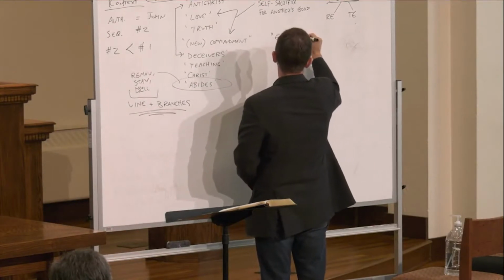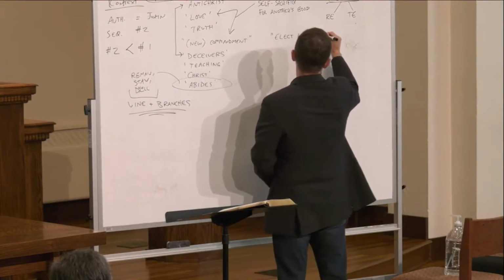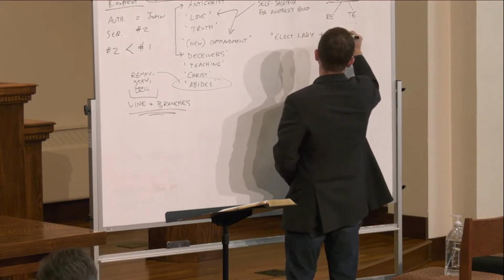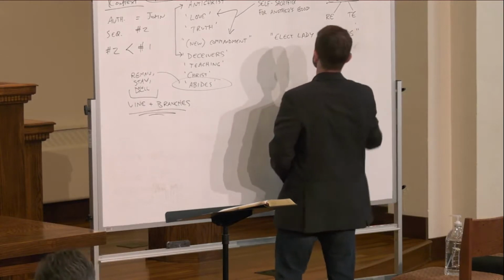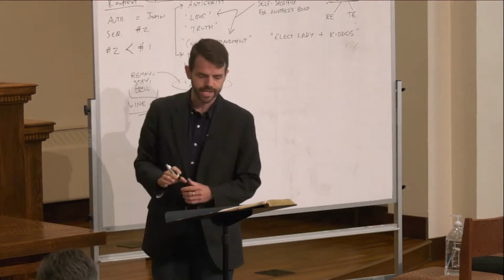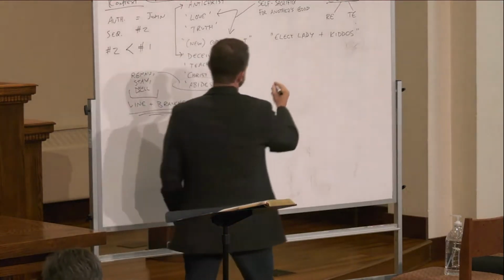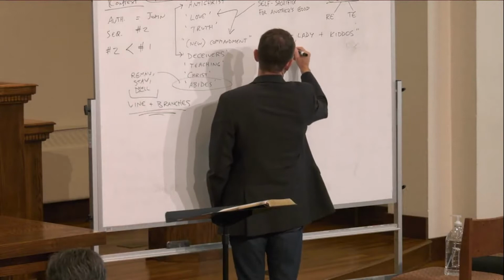Okay. So he could be writing to a church. I'm going to abbreviate the Greek for children and just say kiddos. The elect lady and her kiddos. So one possibility would be that he is writing to a church.